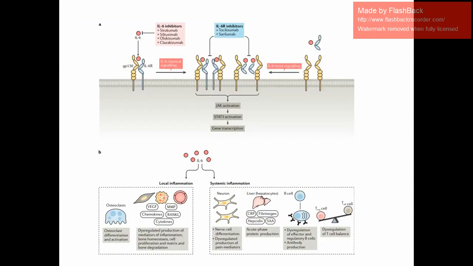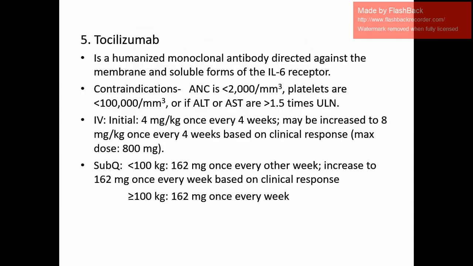Coming to IL-6 inhibition. IL-6 can be inhibited both at the receptor state and at the free state. IL-6 receptor inhibition is through tocilizumab. IL-6 free inhibition is through sirukumab, but that is not FDA approved. Coming to tocilizumab, it is a humanized monoclonal antibody directed against the membrane and soluble forms of the IL-6 receptor.